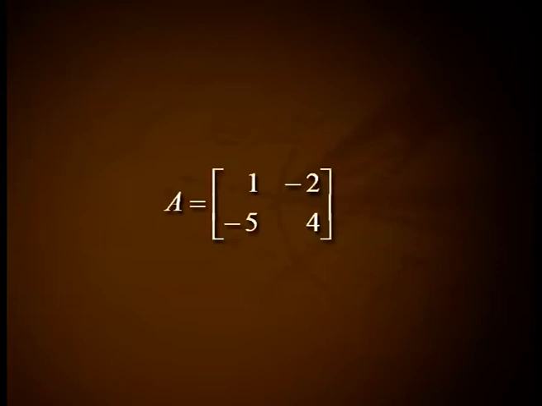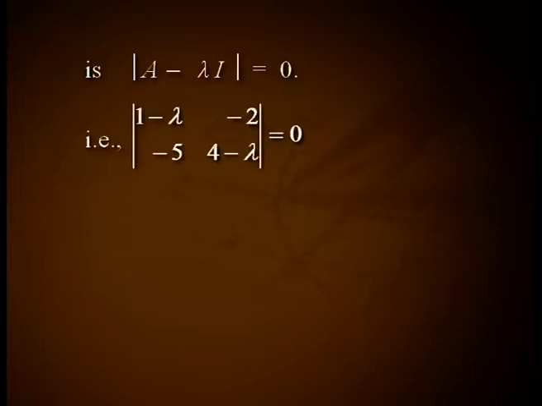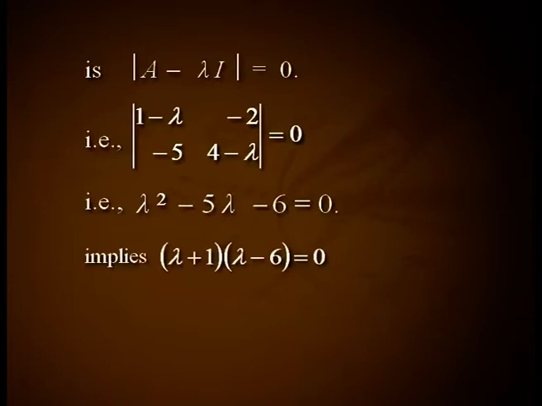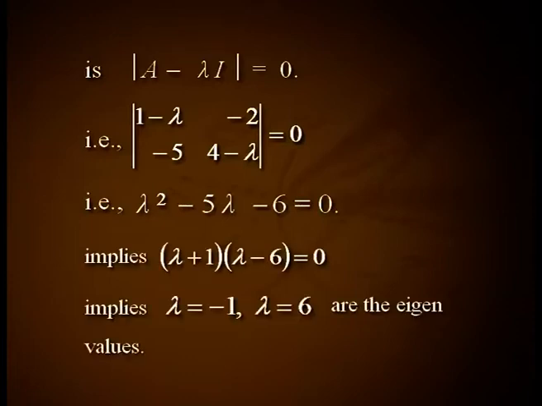Now, determinant of A inverse minus lambda inverse into I equal to 0 implies that lambda inverse is the characteristic root of A inverse. Example 4: find the eigenvalues of the matrix A is equal to matrix 1, minus 2, minus 5, 4, and hence find the matrix whose eigenvalues are 1 by 6 and minus 1. Solution: the characteristic equation of A is determinant of A minus lambda into I equal to 0, that is determinant of 1 minus lambda, minus 2, minus 5, 4 minus lambda equal to 0, that is lambda square minus 5 into lambda minus 6 equal to 0, implies lambda plus 1 into lambda minus 6 equal to 0, implies lambda equal to minus 1, lambda equal to 6 are the eigenvalues.